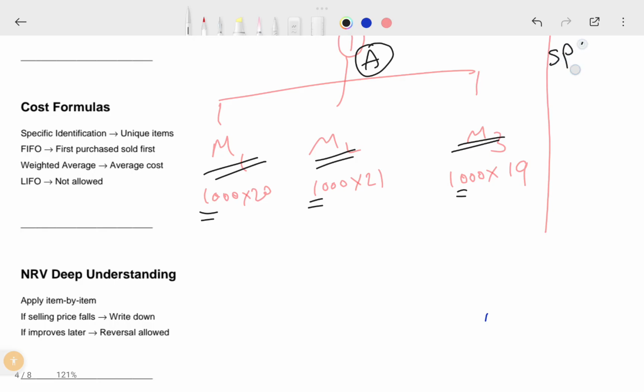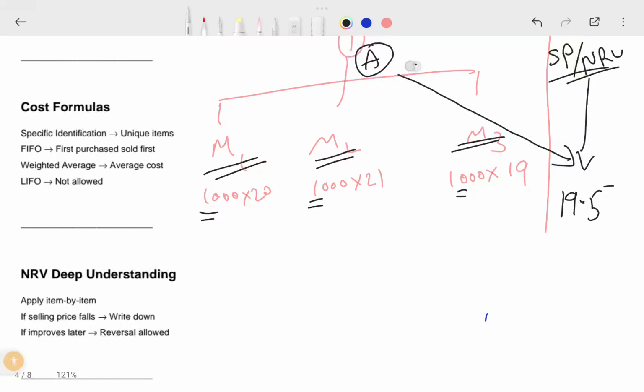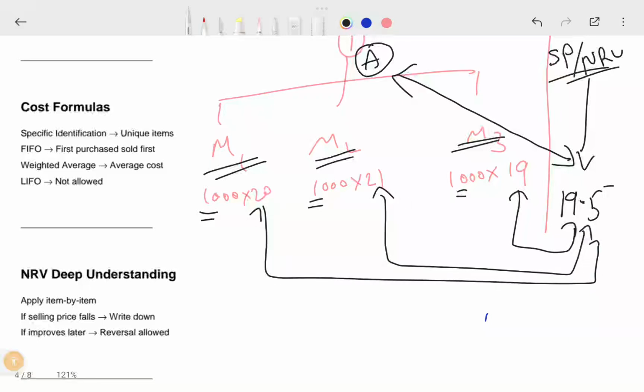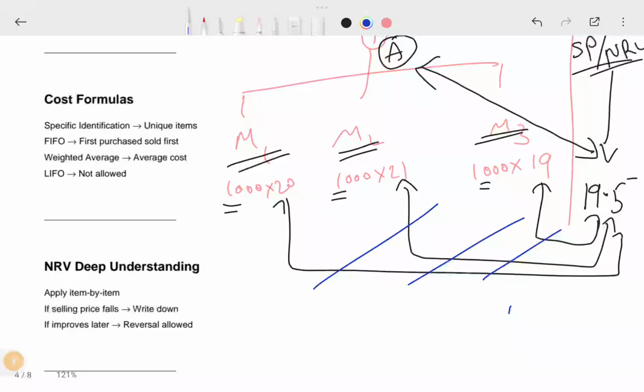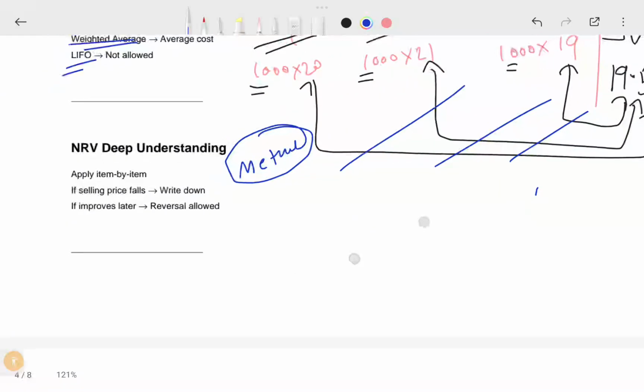And the selling price of this product, I mean the NRV after calculating everything, is 19.5. The NRV of this product is 19.5. Now you need to calculate: do I compare this with the 19 price, or with the 21 price, or with this one? Which one is correct? You can't compare like this. You need to understand these methods, the valuation methods. Are you following the FIFO method, the weighted average method, or the LIFO method? First, I will explain these methods, and then I will explain whether Ind AS allows these methods or not.